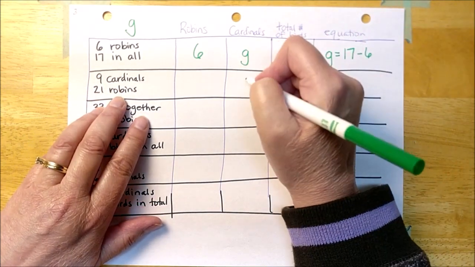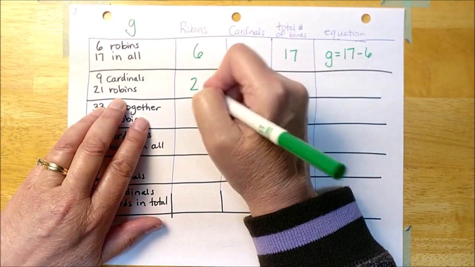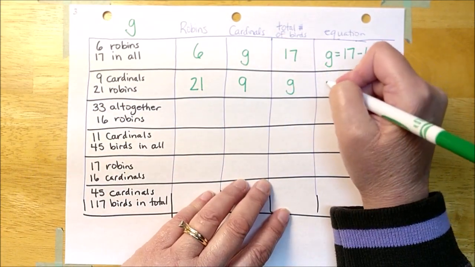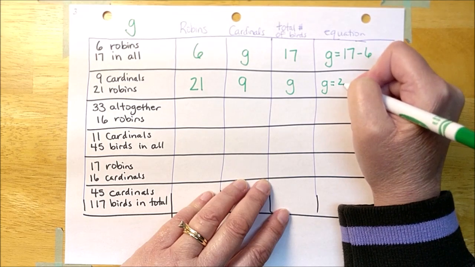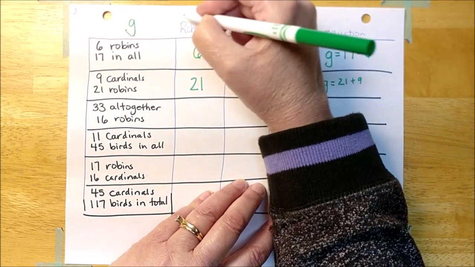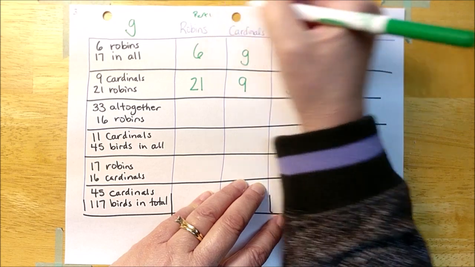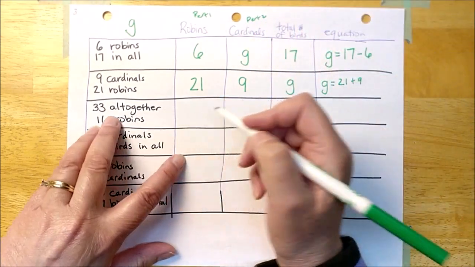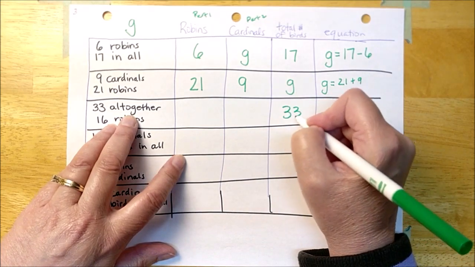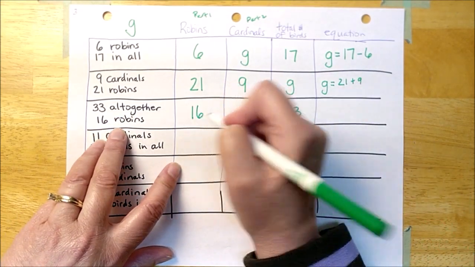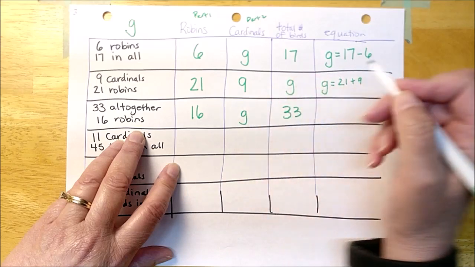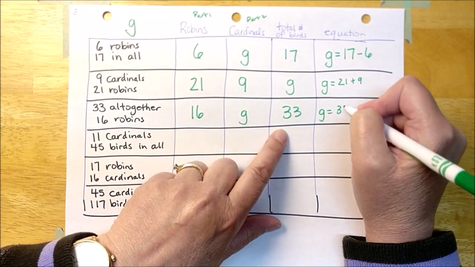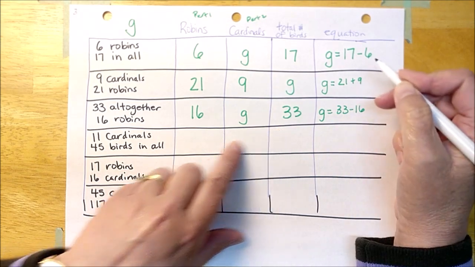Here I have 9 cardinals and 21 robins. What I don't know is my total. And when I want to figure out my total, I add part 1 and part 2. Because remember, these are my part 1 and this is my part 2. Here I have 33 altogether. I have 16 robins, so that means I do not know how many cardinals. So cardinals is part 2. So I'm going to go total minus part 1.